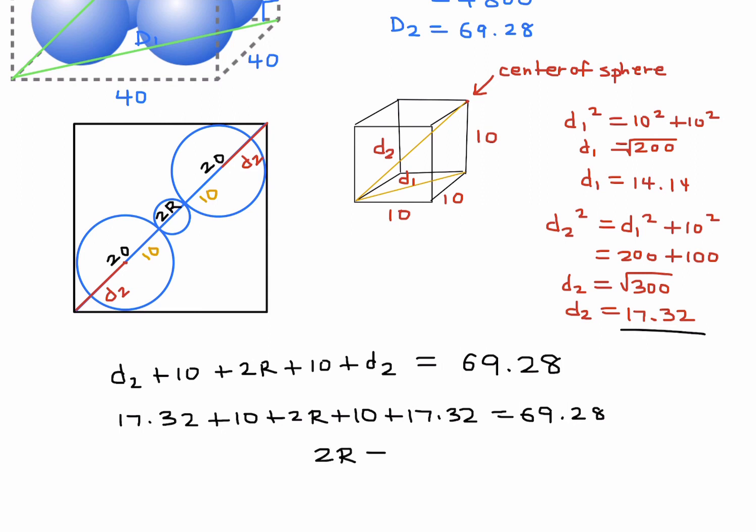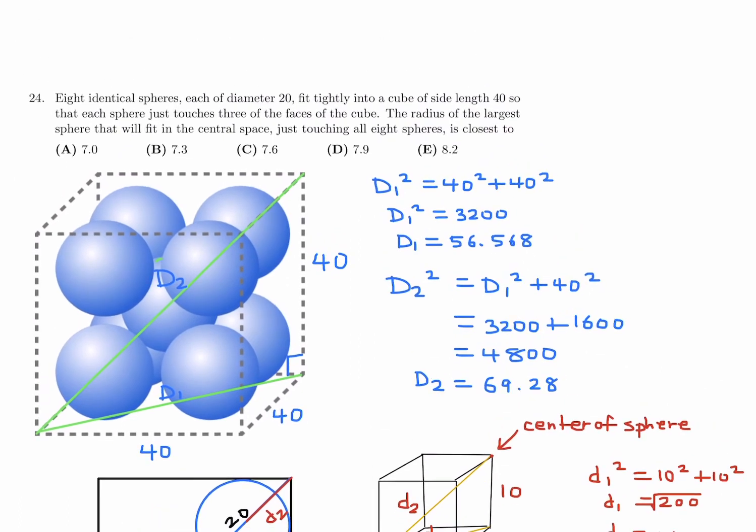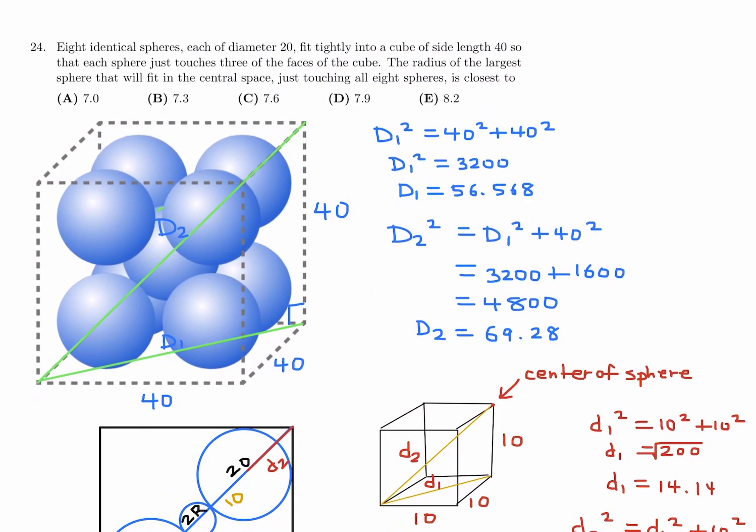So I get 2r, put everything on one side, and if you do, you get 69.28 minus 54.64, and therefore 2r is equal to 14.64, and therefore r will be equal to 7.32. That is the radius of the middle sphere. 7.32, and therefore that would be choice B for number 20.